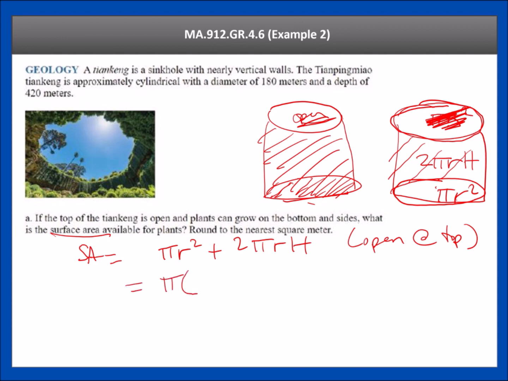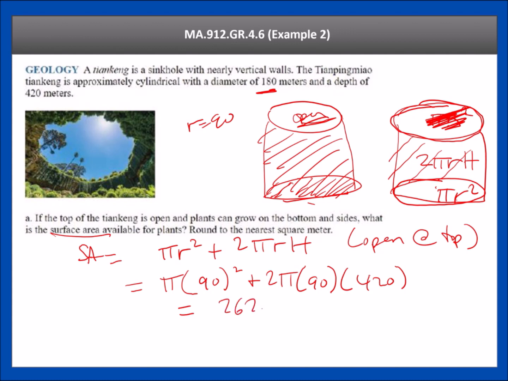All right, so we got pi times the diameter is 180, so that means the radius is 90. So we got 90 squared plus 2 pi times 90 times the depth is 420. All right, and then we'll figure out what that is. Let's do 3.14 for pi, of course. I get approximately 262,818 square meters of space. Again, this is not including the top. If we put a 2 here, then it would include the top.